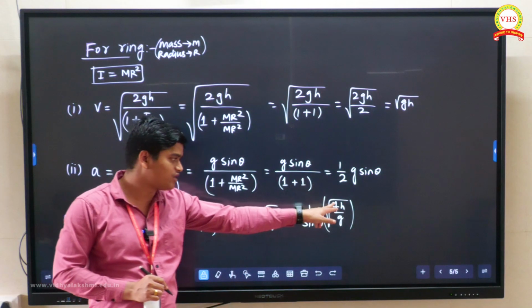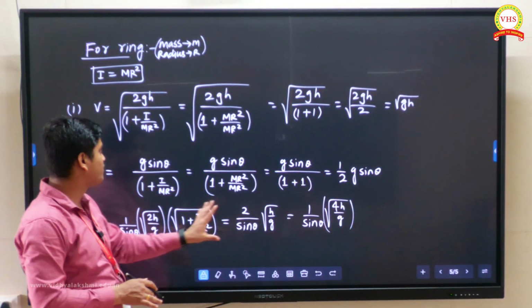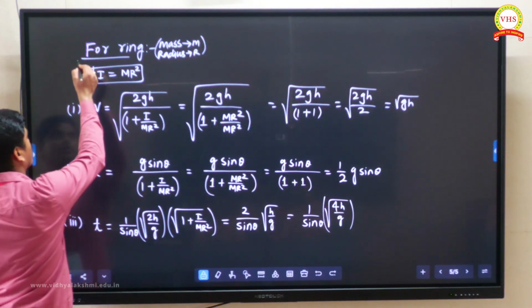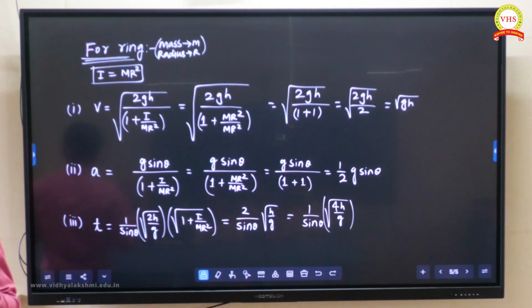Root under 4h by g, or root 4 is basically 2. Outside it will come now. Clear? So this is what you can get for a ring. If you are talking about a ring, then this much you can get. Clear? Similarly, you can find it for any other object, right? But now what I want to do, for any other object you try to find.